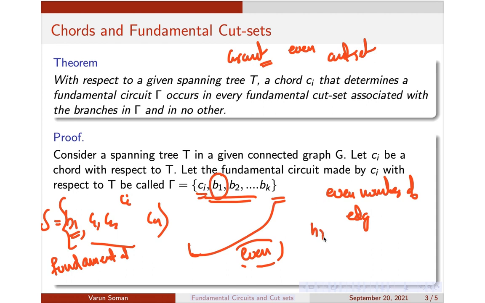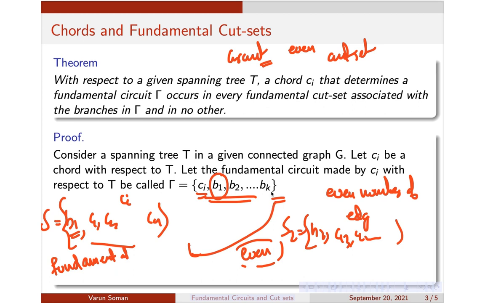Similarly, for any B2 also this result would apply. So suppose you are going to take another cut set, maybe I call it S2, with respect to B2. It will contain B2 and some other chords, maybe C3, C4, etc. Okay, so there also this Ci should be present because the circuit should have an even number of edges in common with any cut set, and therefore already exactly one branch is there. No more branches can happen, so only this possibility is there.